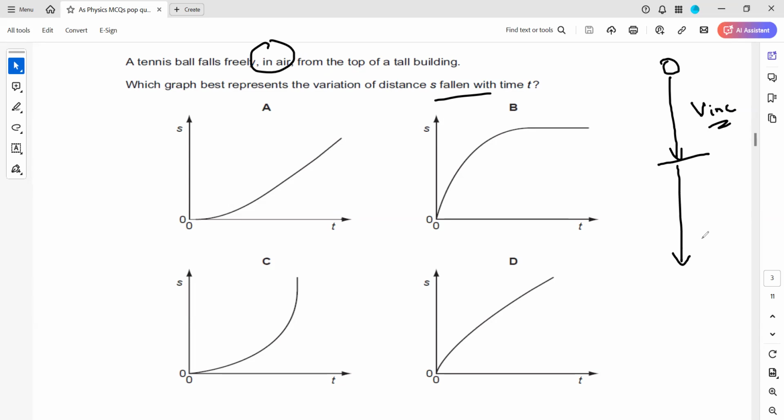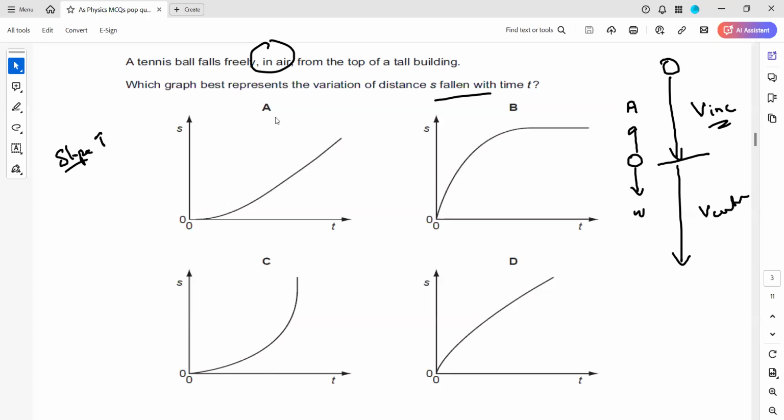And then what will happen? For a falling object, the speed will become constant. When the speed becomes constant, as the weight of the object balances with the air resistance or the drag, there is no resultant force. The object will move at a constant speed. So first, the speed should increase, meaning the slope should increase. And then, since the speed is constant, the slope should be constant.